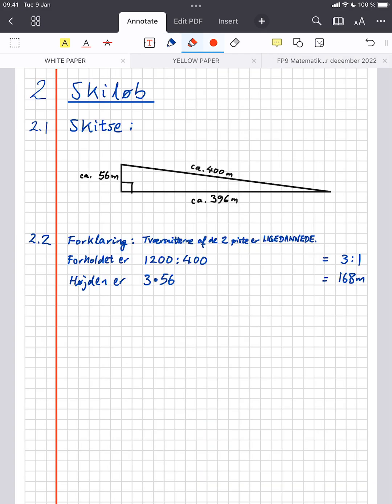So I've written, if you can read this, it's quite small, explanation. The cross sections of the 2 pistes or slopes are linear, mathematically similar.